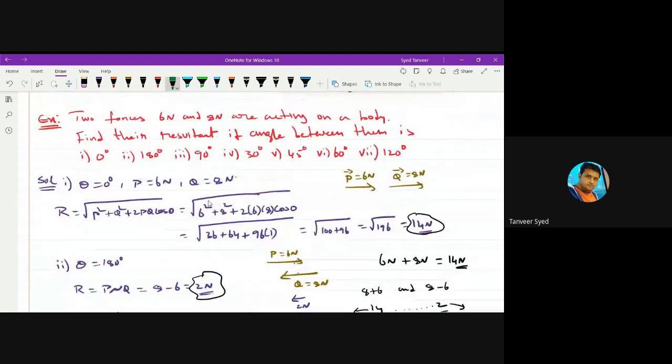So the simple situation, simple question based on parallelogram law of vector addition. You should remember the formula. Identify what is given: two vectors given, angle given. What is being asked: resultant is asked, or the angle between them is asked.